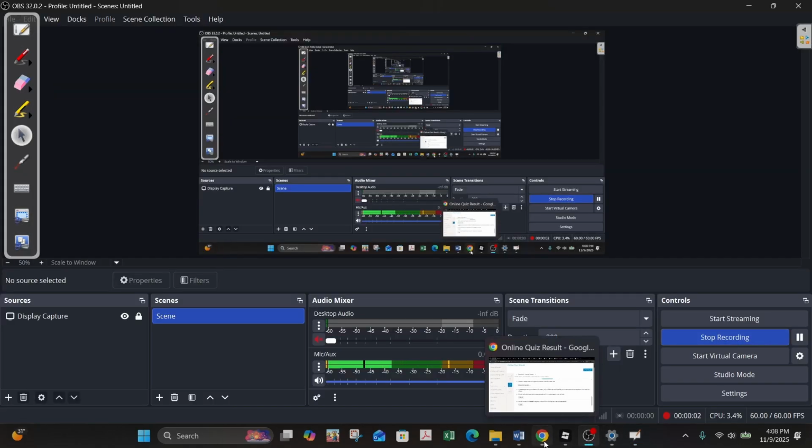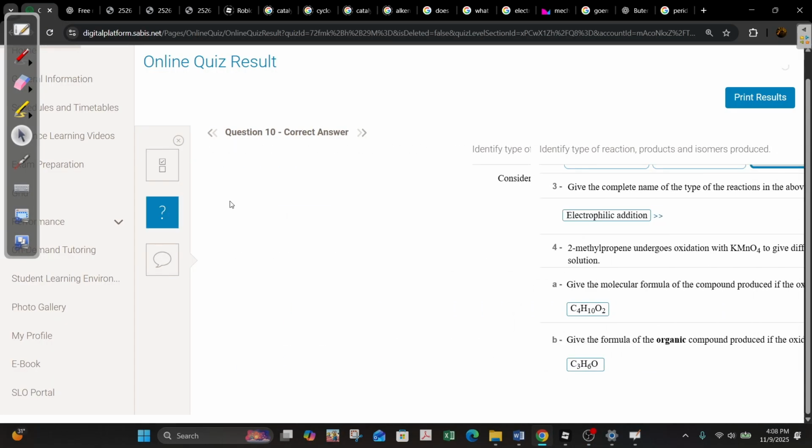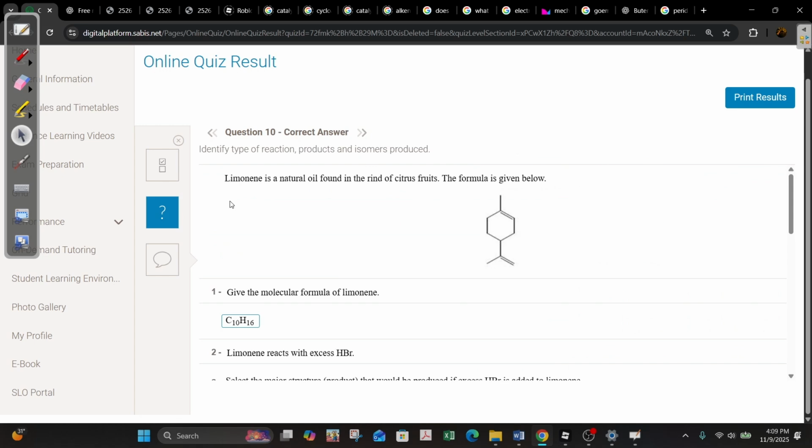Okay, so question 10 now. This is a pretty hard question. It's not really that hard. Limonene is a natural oil found in the rind, and the formula is given below. For the molecular formula of limonene, you just have to count the number of carbons and see the amount of hydrogens. There's maybe no other way to do it other than that.